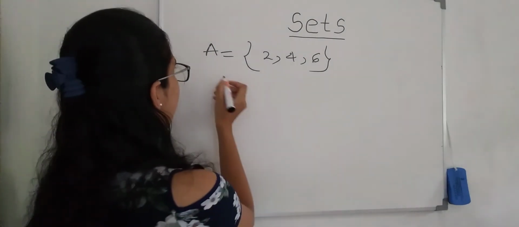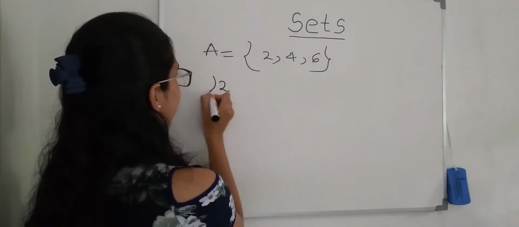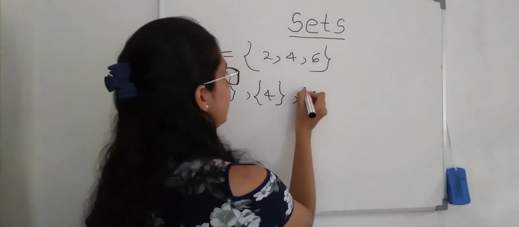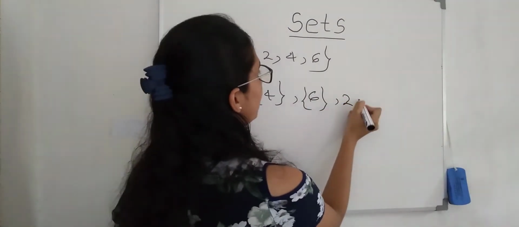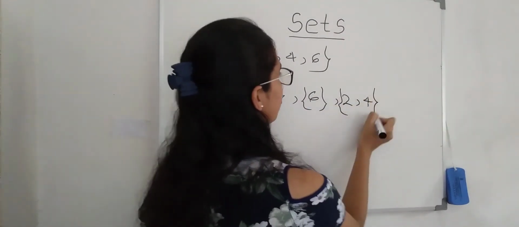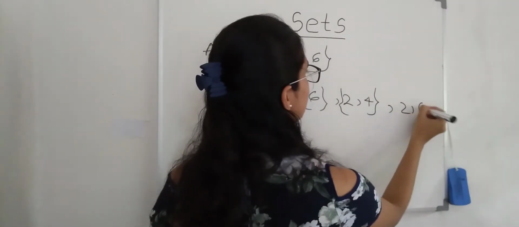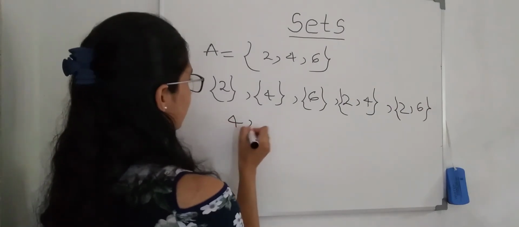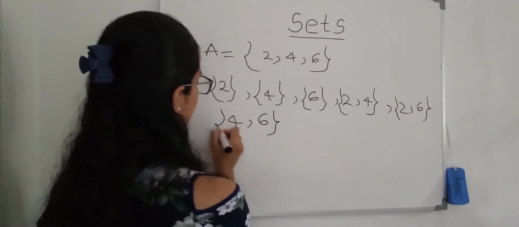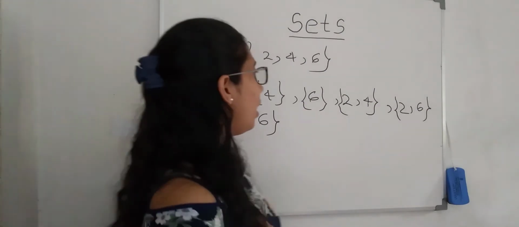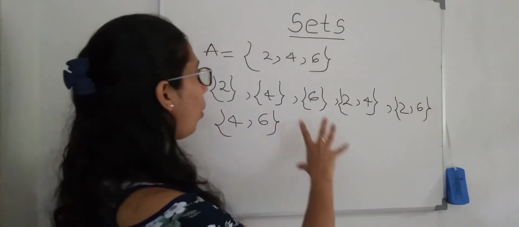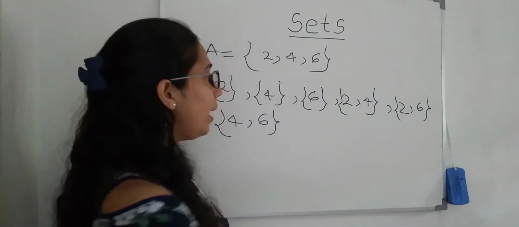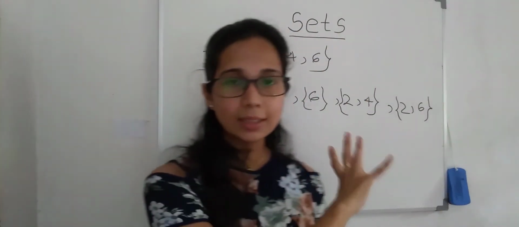So what are the subsets? We can write {2}, {4}, {6}, and {2, 4}, and {2, 6}, and {4, 6}. I have written all the subsets by using the elements of this set. So, is that all?